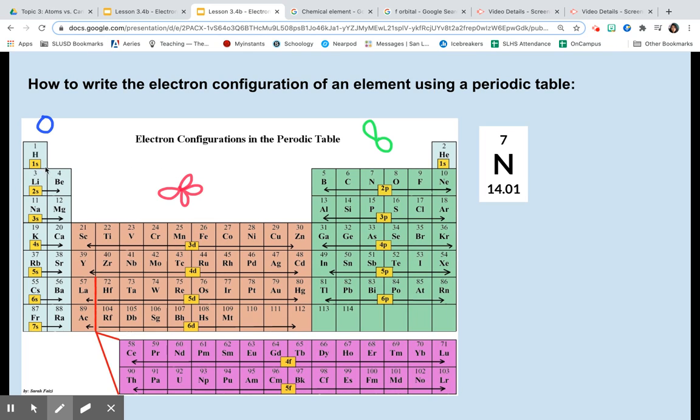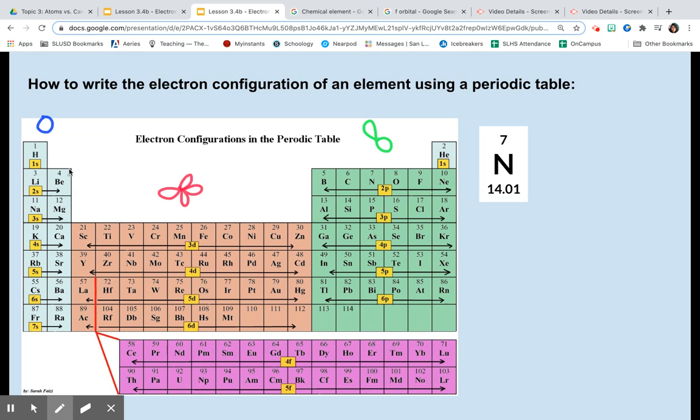So notice that every row tells me what ring I'm on. Right? So the first row, notice that they all start with 1. So we're always in the first ring or energy level if we're in row 1. Row 2 is our second ring or second energy level. Row 3 is the third, so on and so forth.